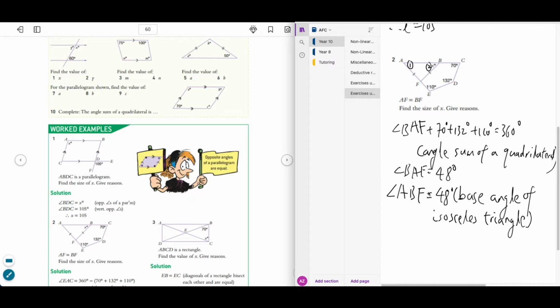Alright, so now we're pretty much done. We found out angle ABF, and that is x. So therefore, x is equal to 48 degrees, and we are done. Okay, so that was pretty straightforward.